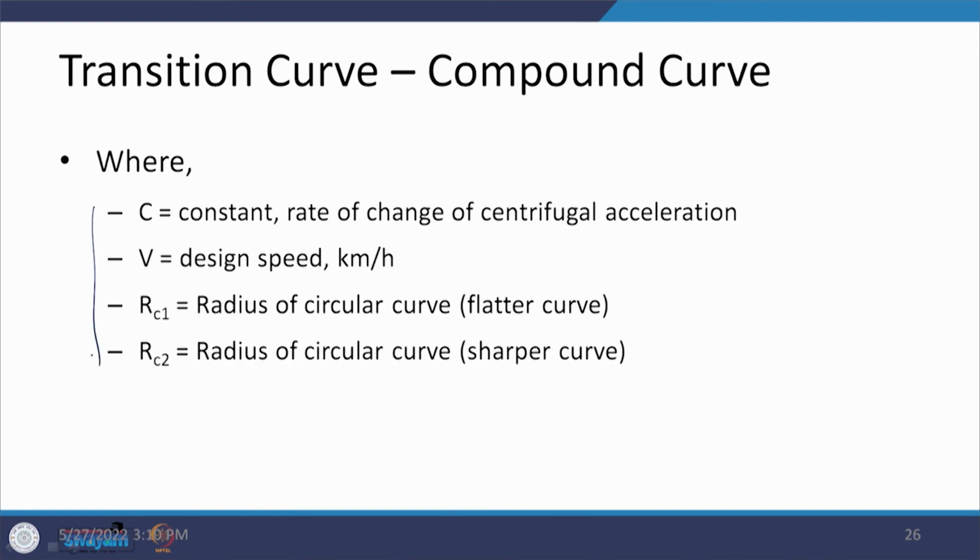So, these are the things we have already talked about and already defined. RC1 is for the flatter curve and RC2 is for the sharper curve, and those are the two curves which have been combined here together. So, this is the way that in the case of a compound curve we are going to find out the length for the transition curve.